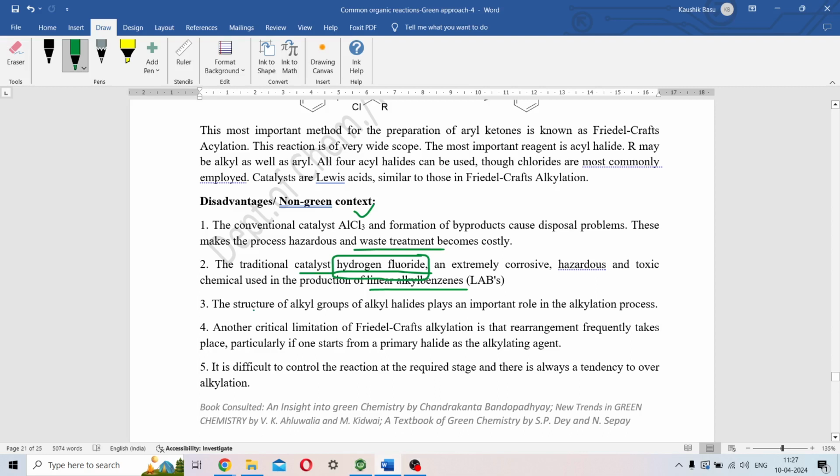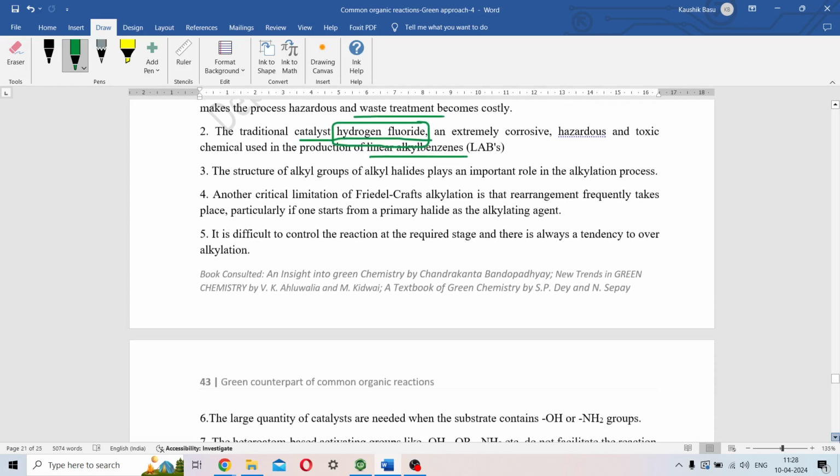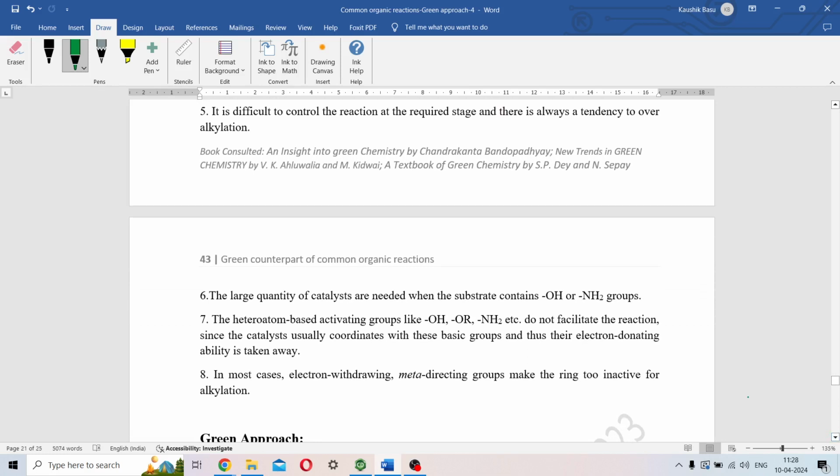I mean, 40-50 years back you could get away with it, but this time you will probably not. So this rearrangement is a problem, this over alkylation is a problem, at least as far as alkylation is concerned. You need to have higher energy inputs for this reaction to get high yields. Large quantity of catalyst will be required if you have these groups on your substrates, because these things will have a tendency to bind with the catalyst itself, and then that catalyst becomes useless.